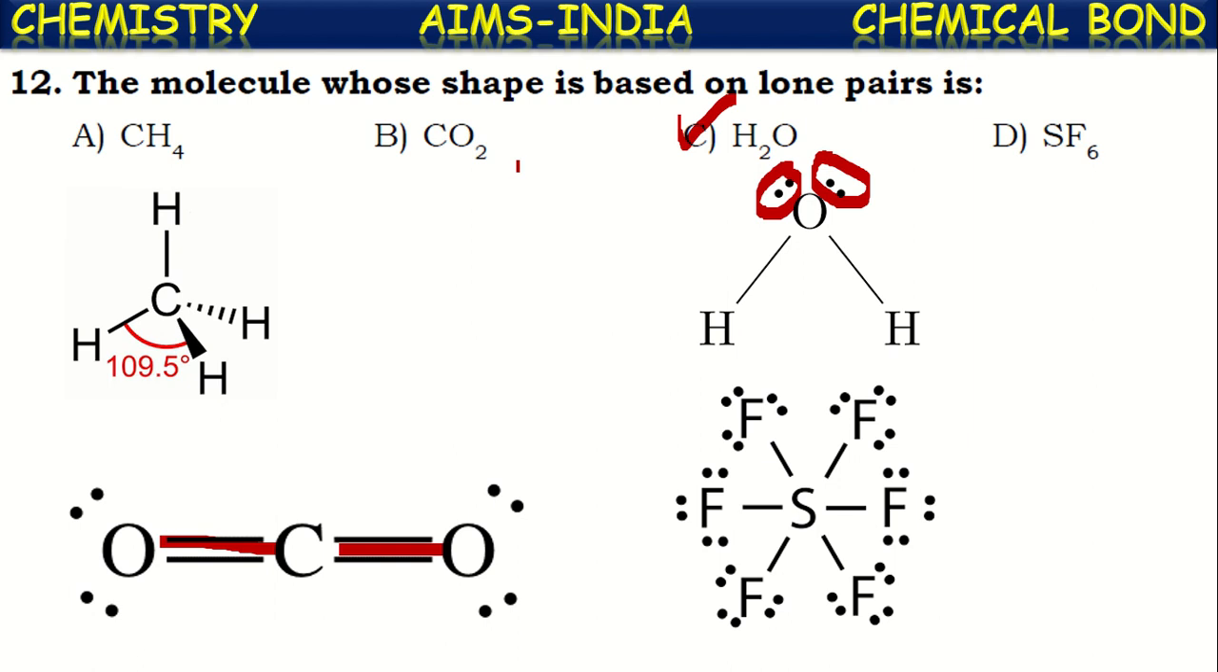Only the molecule water, its shape depends upon the lone pairs present on the central atom oxygen. That's why the shape is bent. If there are only two bond pairs, it may get a linear shape. But because of these two lone pairs, these bond pairs will be pushed down and it gets a bent shape or V shape, which is also called angular shape.